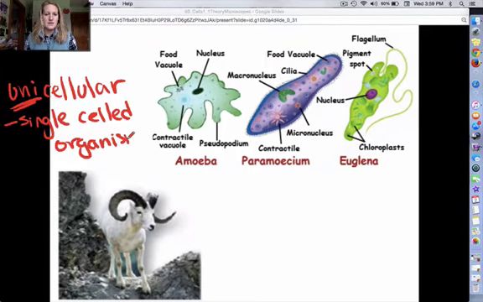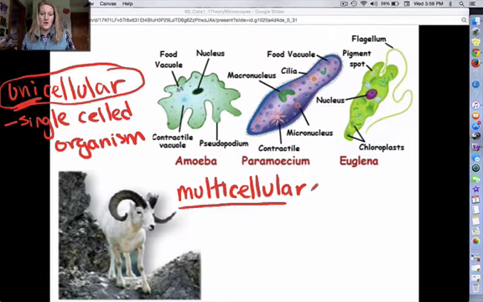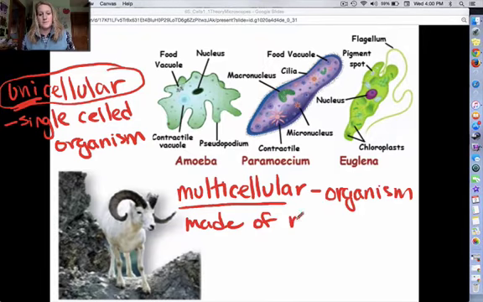Okay, so these are examples of unicellular organisms. And on the opposite side of that, multicellular organisms are organisms made up of many different types of cells. So an organism made of many cells. Okay, so that's a multicellular organism.